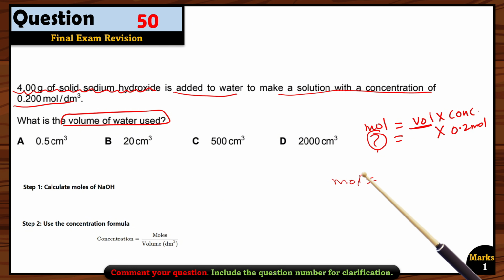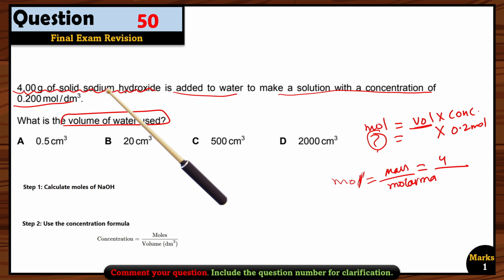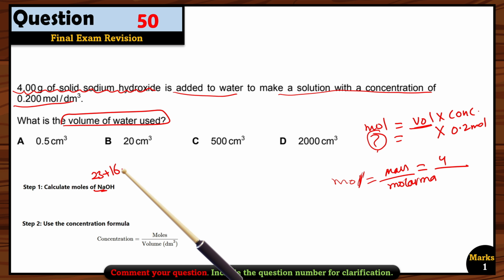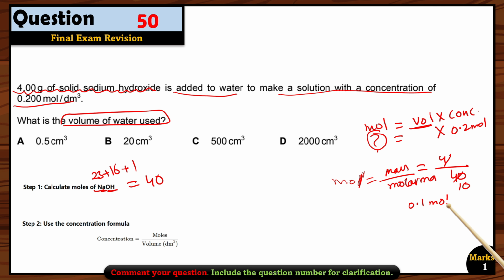So moles of sodium hydroxide is how much? It's the mass divided by molar mass, right? So mass is already given, 4, and the molar mass of sodium hydroxide is how much? You have to calculate. It is 23, and then oxygen is how much? 16, right? And then one hydrogen will have this mass. So this is equal to 40, right? So 4 divided by 40 is how much? It's simple. It will be 0.1 mole, right? So 0.1 mole is your answer.